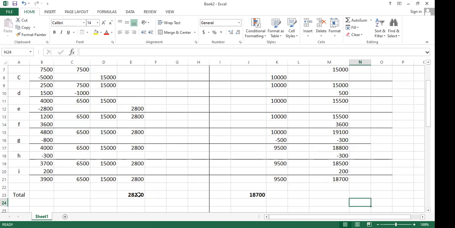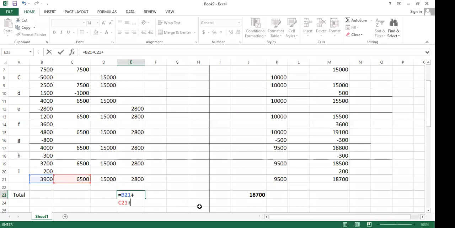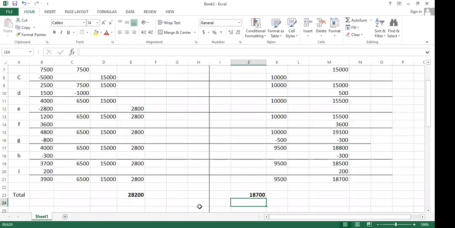We can check. The asset side is 28,200, and the equity side is also 28,200, so the equity side and asset side balance.